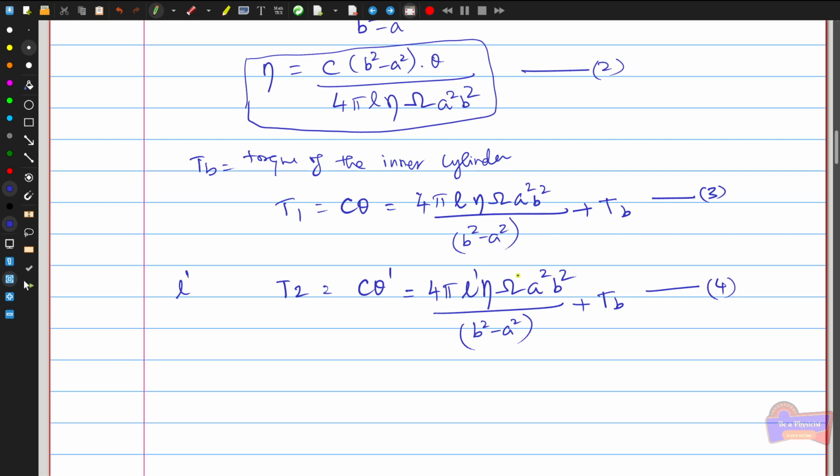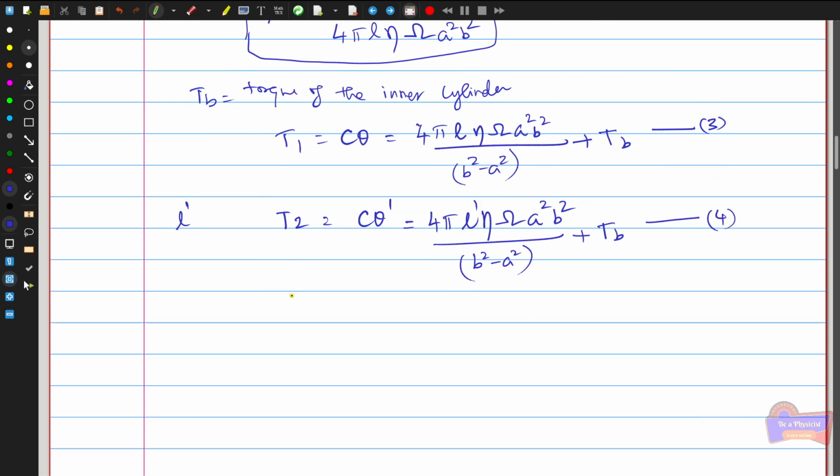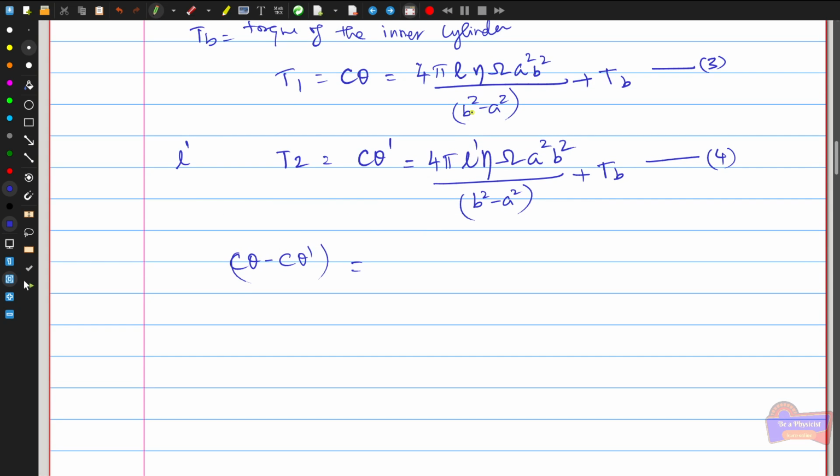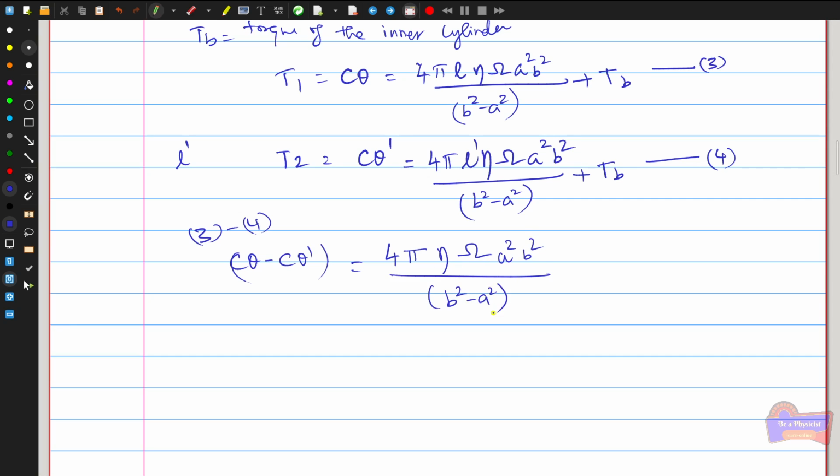Suppose I subtract equations 3 and 4, I get C theta minus C theta prime, which is equal to, taking all the constants outside, 3 minus 4. This TB and this TB get cancelled, so I can write 4 pi eta omega A squared B squared divided by B squared minus A squared into L minus L prime.